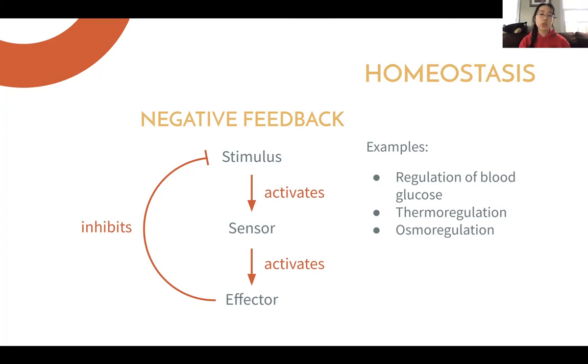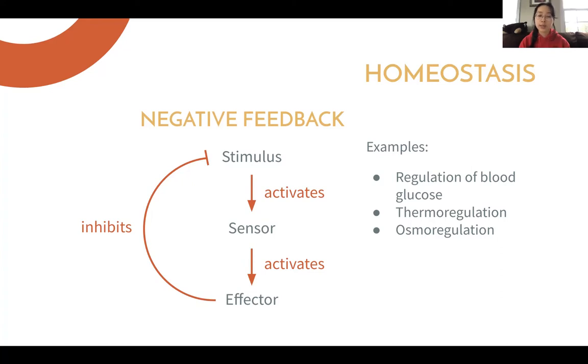We're responding to changes in our environment or changes within ourselves, and we have feedback loops that help us maintain homeostasis at a steady level. There are 2 types of feedback loops that help us maintain homeostasis. The first type and the most common type is negative feedback. Here I have the basic logic circuit for a negative feedback loop.